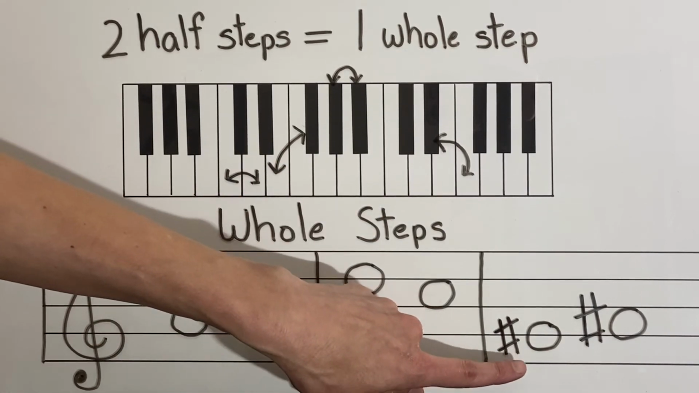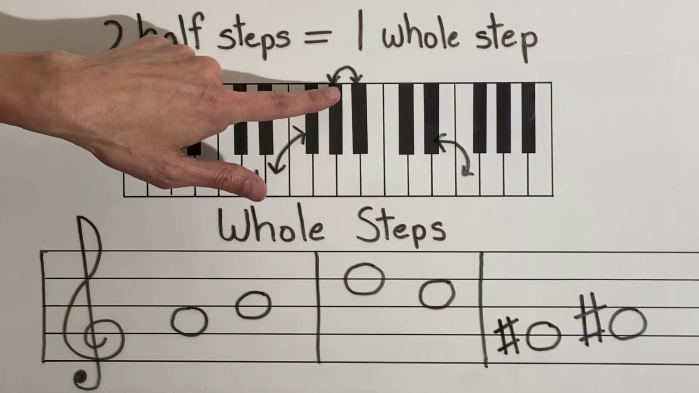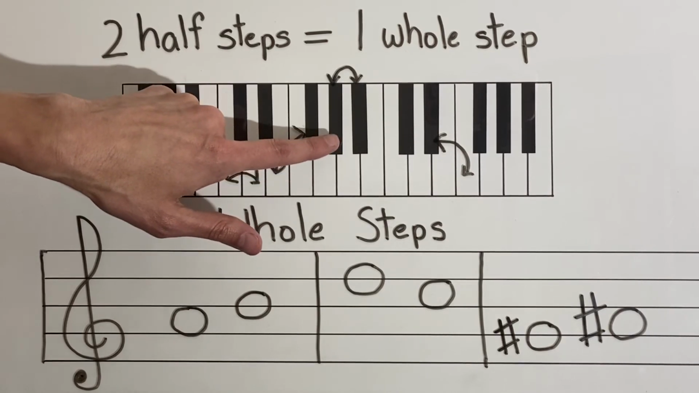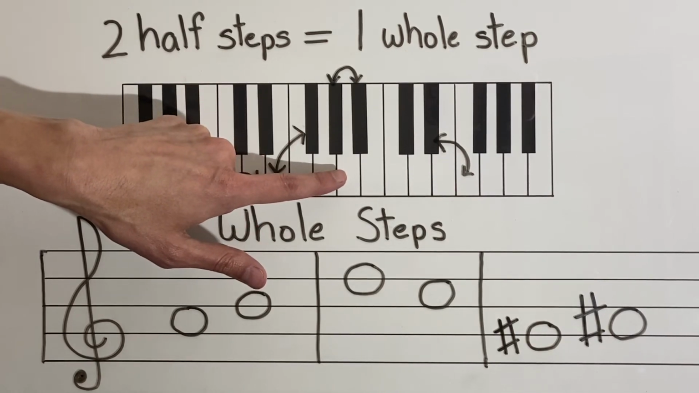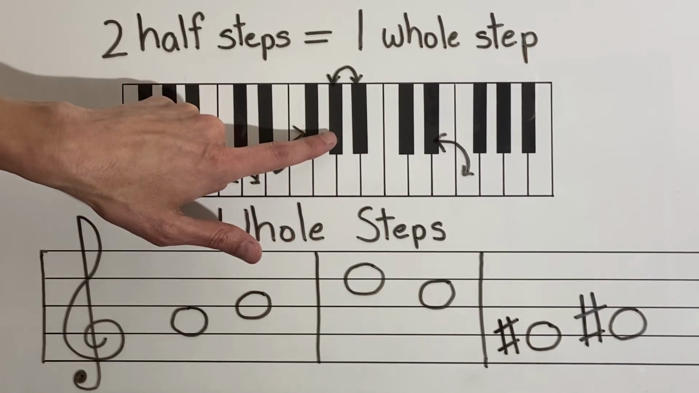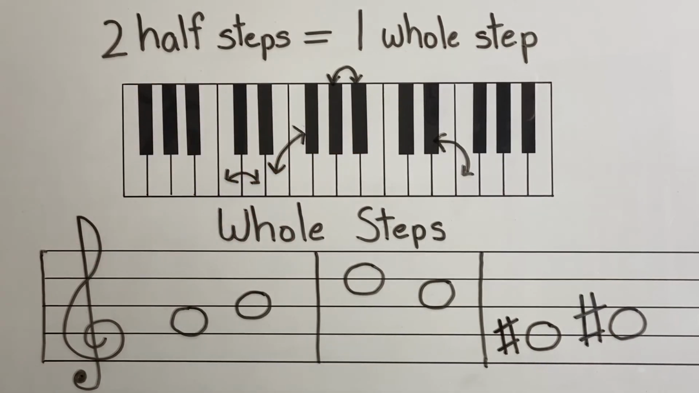Now here's an example over here of black to black. So here I have a G sharp. I actually have this up here. Here is my G sharp right here. And I need to go up a whole step. So black to white is 1/2 step. White to black is another 1/2 step. This G sharp to A sharp is going to be my whole step.